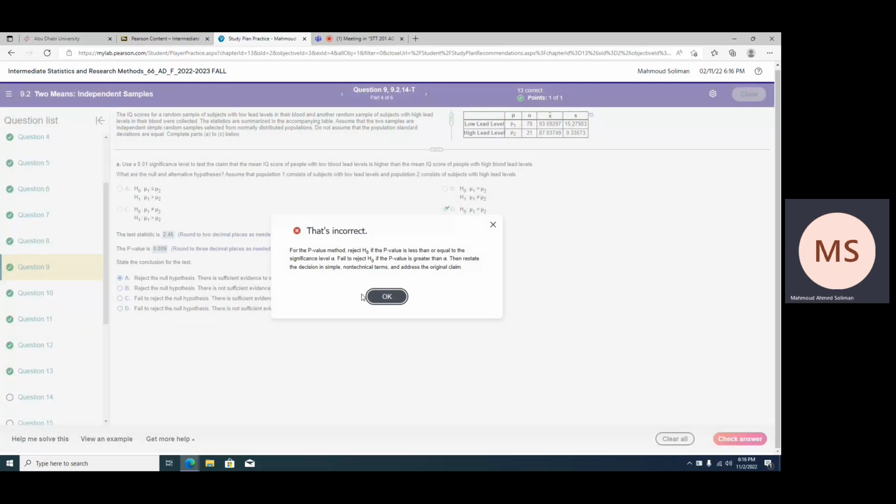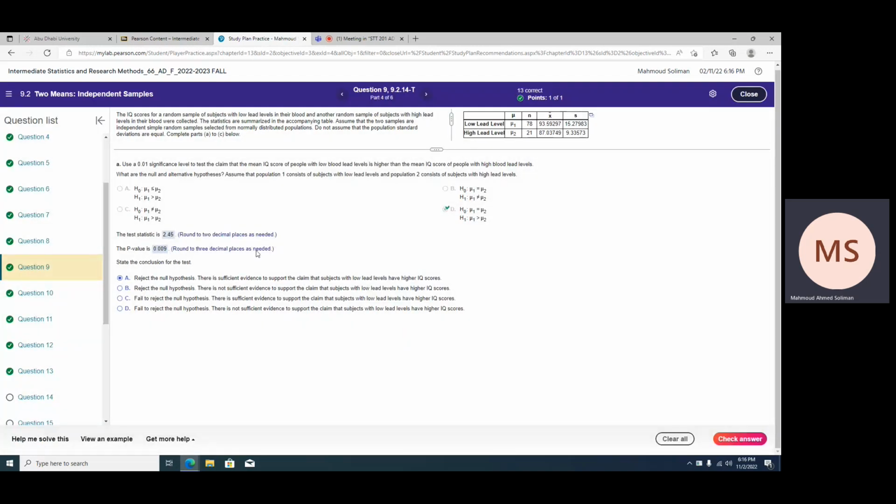Reject is sufficient. Wait, let's read it. So here the claim says higher than, right? And the p-value is less than alpha, so we reject the null hypothesis. I guess C. Try C.